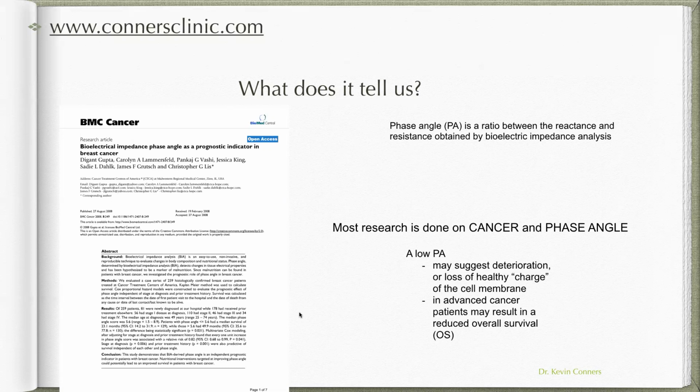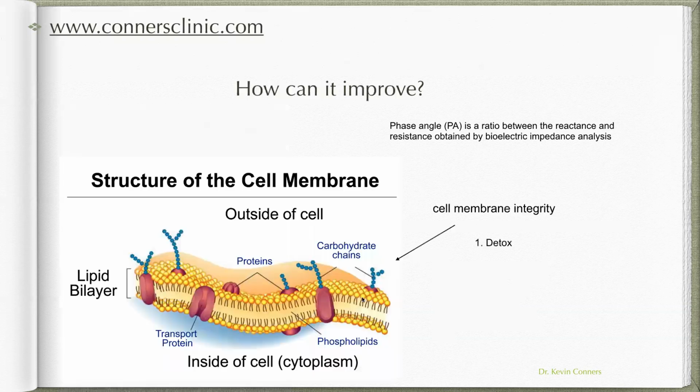So even if they're doing everything right, if their cell charge is being lost because of being poisoned by different things, that's not a good sign. And that's really where the studies have shown with cancer patients and phase angle.